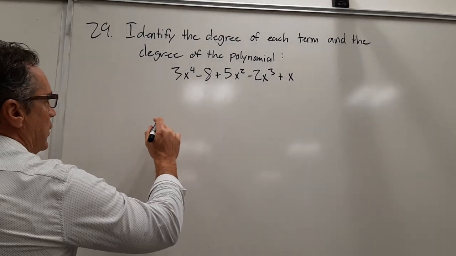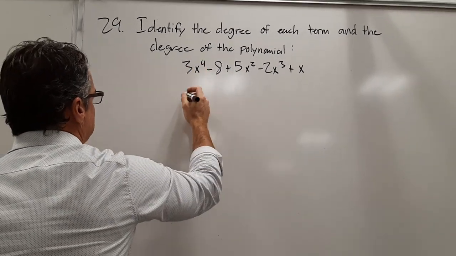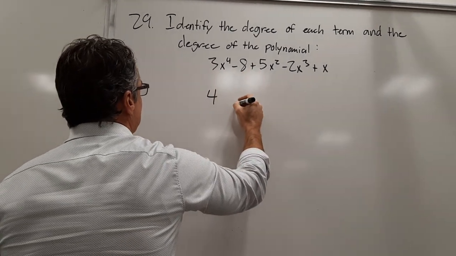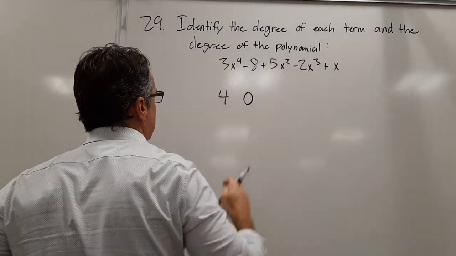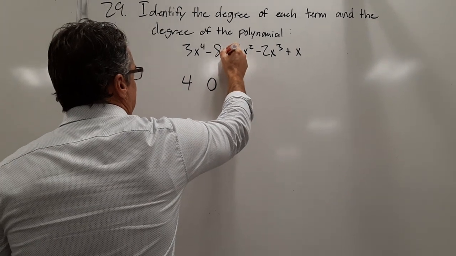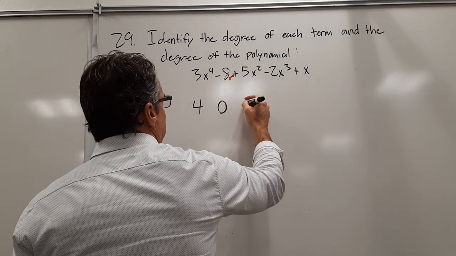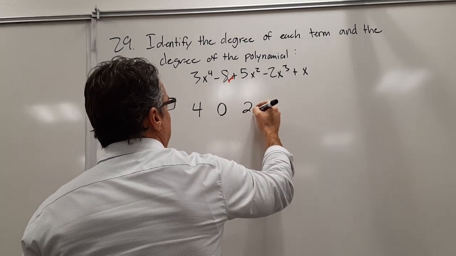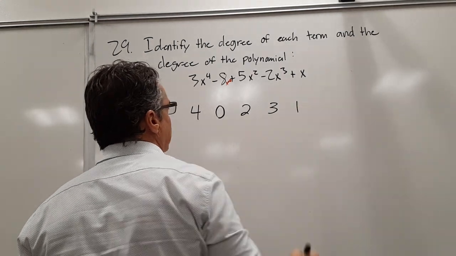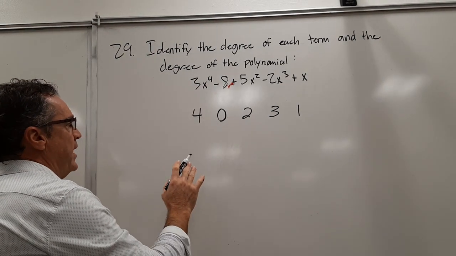There are 5 terms here. Remember, coefficients are the big numbers. We're not worried about big numbers, we're worried about little numbers. And so the degree of the first term is 4. The degree of the second term is 0, right? Because there's no x there. And we talked about how that is going to be like x to the 0 there. And then the degree of the next term is 2, and of the next term is 3, and the next term is 1. Okay? And the degree of the polynomial is the greatest degree of any one term.